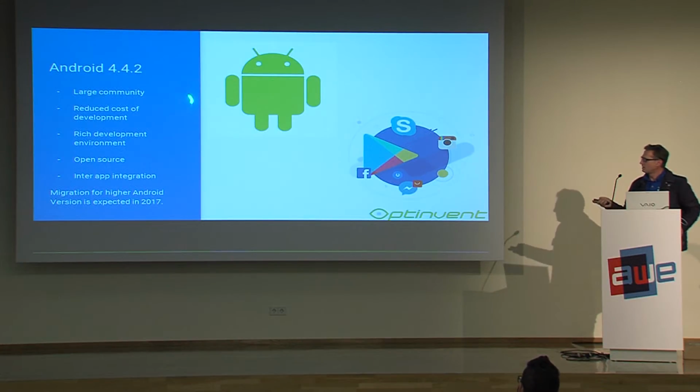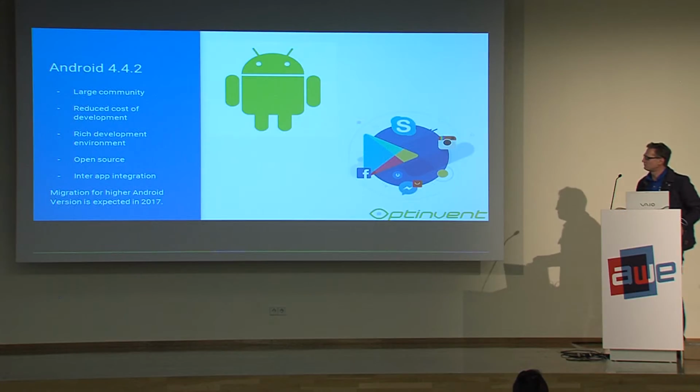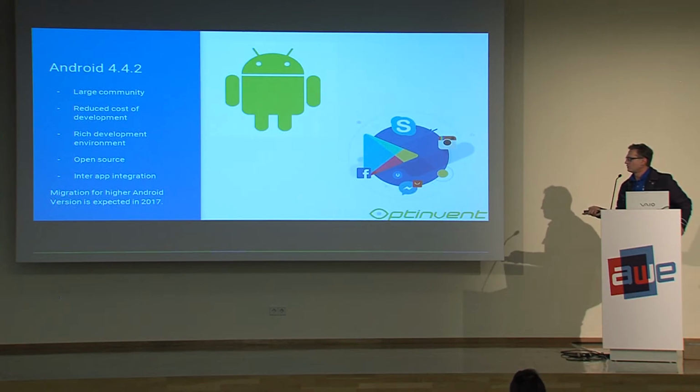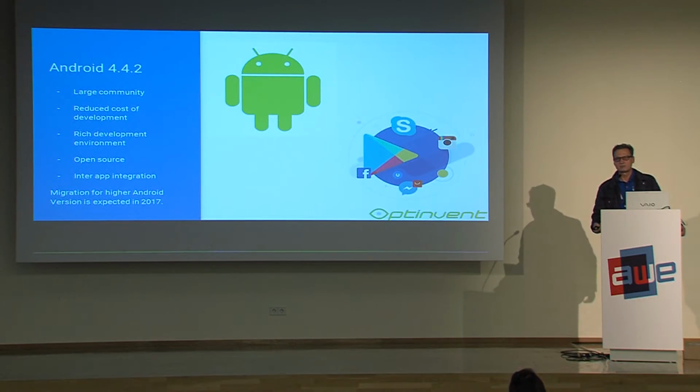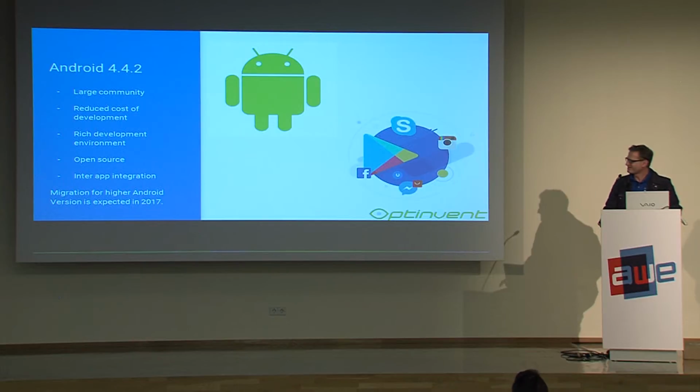Today, there are some companies working on the 5.0 version and others on 5.4. For example, for Optinvent, the migration to a higher Android version is expected in 2017. It's not easy to migrate like what you have in smart mobile phones or tablets, because of, for example, the power management issue. When you move to a higher version of Android, you really have to care about how to manage power. If not, the higher version will consume more battery than the older version. We have experience with this.